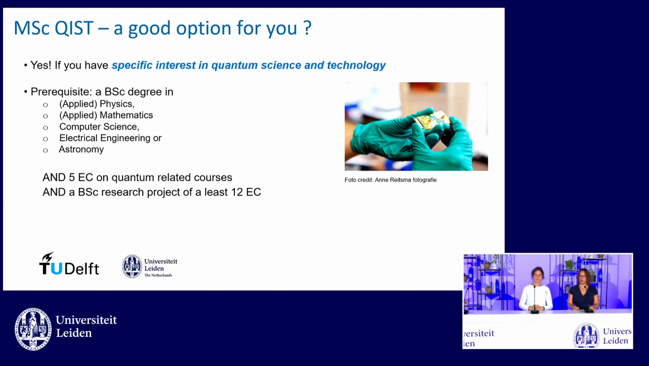So is QUIST a good option for you? Yes, if you have specific interest in quantum science and technology. As Miriam already said, a prerequisite is a bachelor's degree in physics or applied physics, mathematics or applied mathematics, computer science, electrical engineering or astronomy. But you do need 5 EC on quantum-related courses on a good level. And you need a bachelor research project of at least 12 EC, so that's about a quarter of the year.